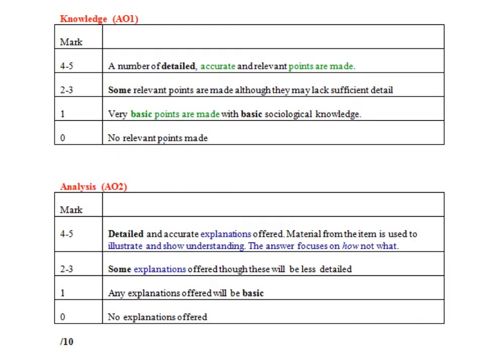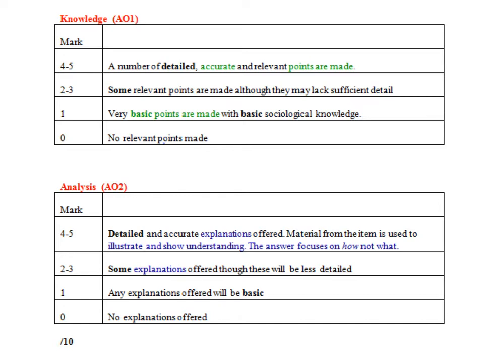What you can see on the screen at the moment is the mark scheme for this section of the exam. So we can see 5 marks for knowledge, and you've got to provide a number of detailed, accurate and relevant points to get maximum marks for knowledge. And then there are 5 further marks for analysis, and this is about the clarity of your explanation and also your ability to link your explanation to the material provided in the item.